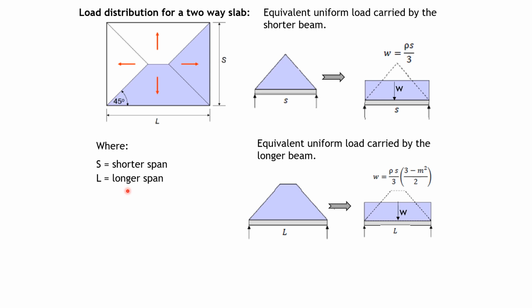So S shorter span, L longer span, M is S over L here, this one. You look at the formula earlier, which I directly put S over L here instead of M. Then P is floor load per unit area. That's P, that's not density, in kilopascals in SI.